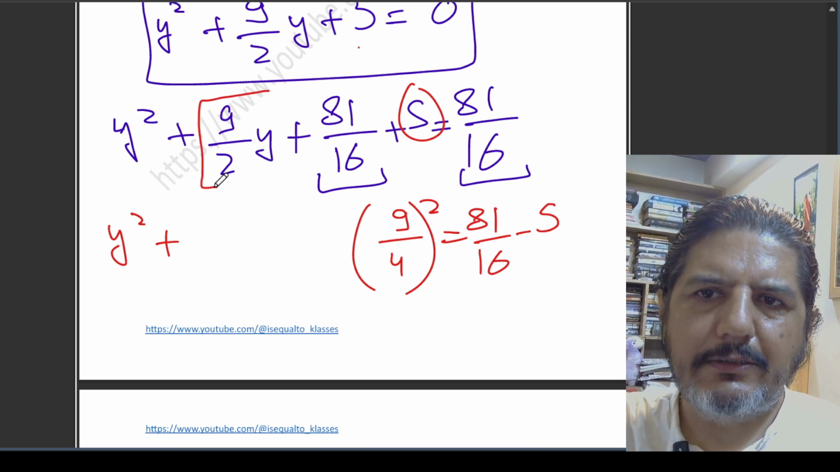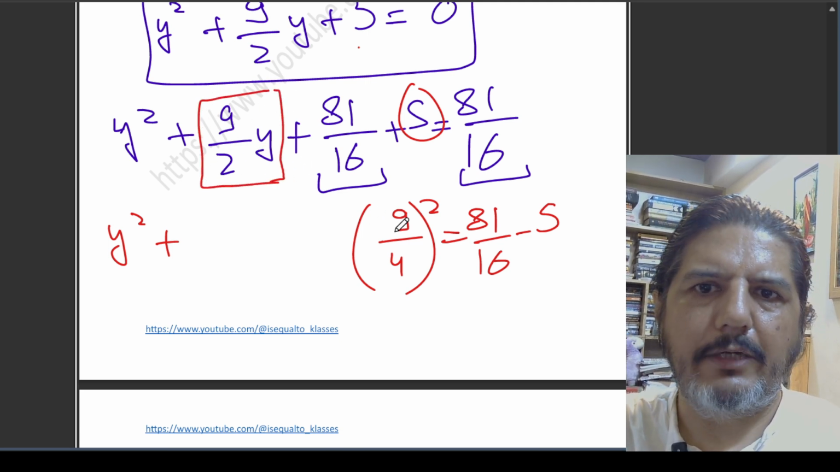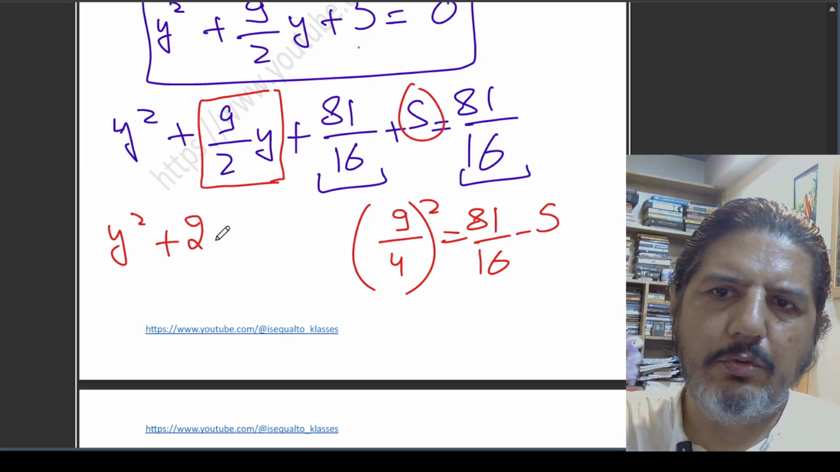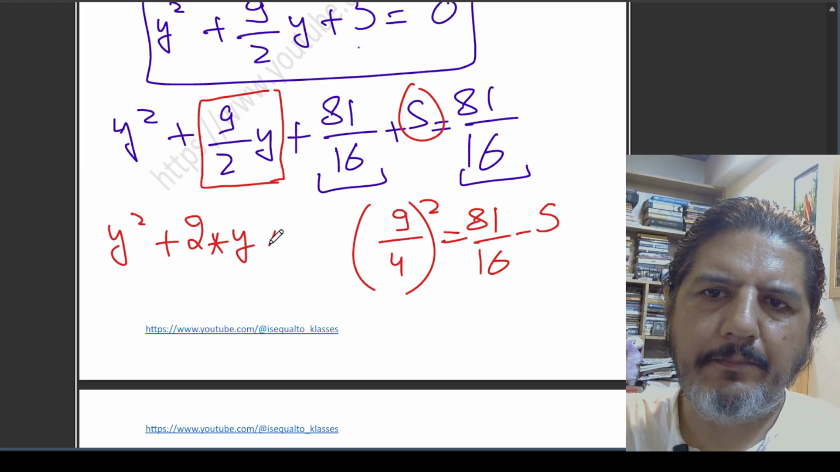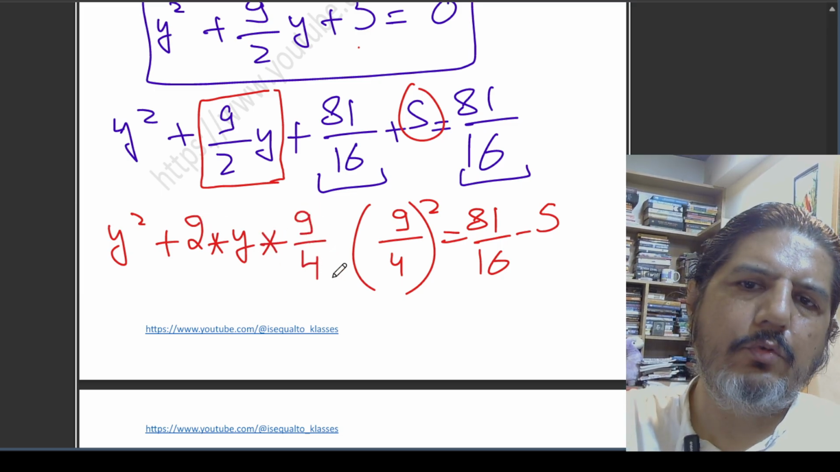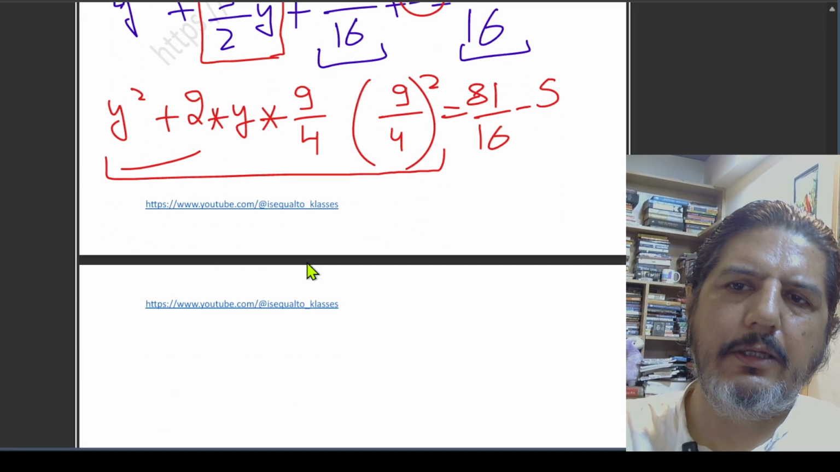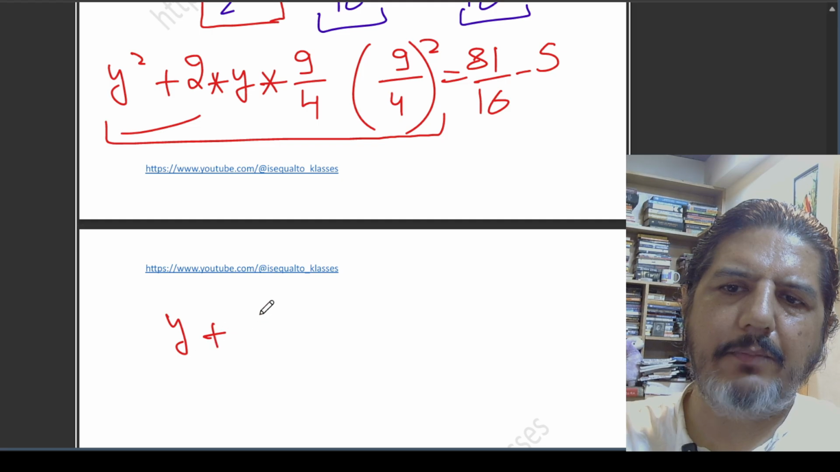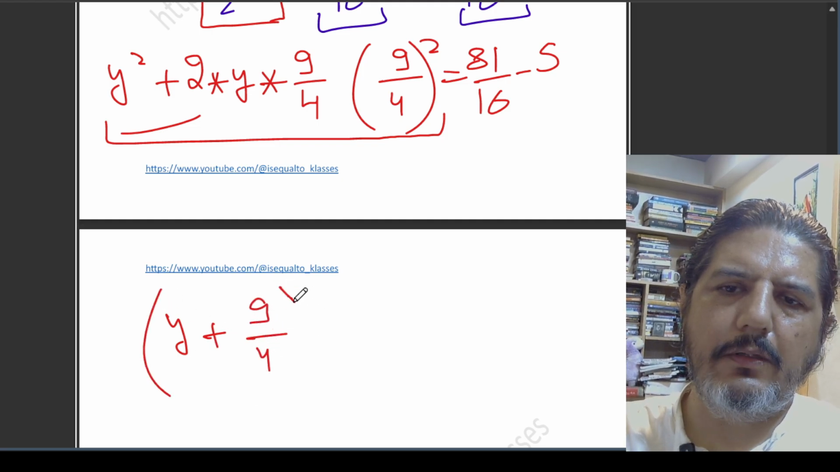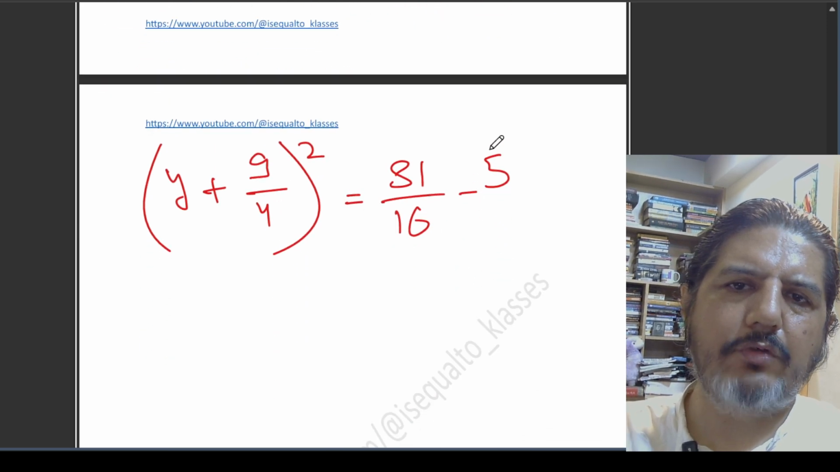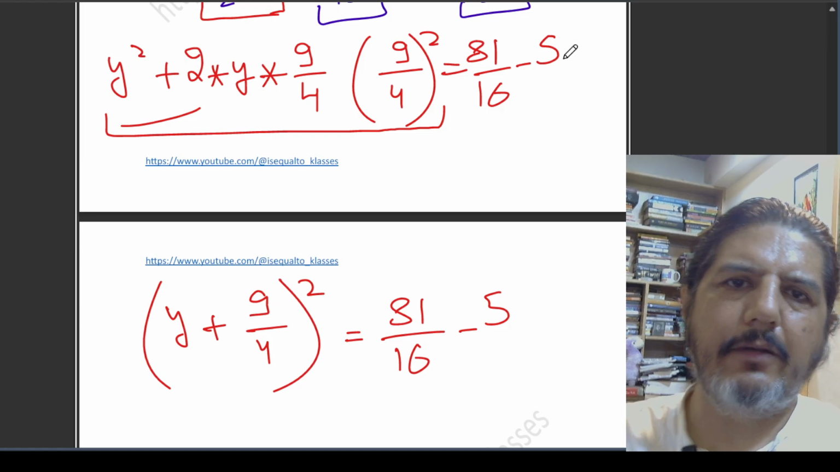Now I need to split this (9/2)y. I'll get a hint from this 9 by 4, so I can write this as 2 multiplied by y multiplied by 9/4. So 2 into 9/4 gives 9 by 2 y. And now this whole can be written as (y + 9/4)² is equal to 81/16 minus 5. So I need to solve this 81/16 minus 5.